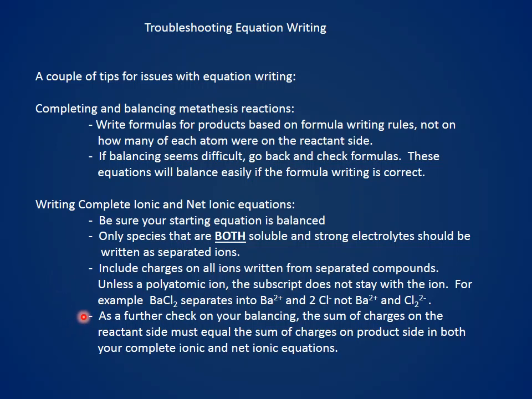The other thing you can do is check your balancing by looking at the charges. In the previous example, we had 3 bariums, each with a 2 plus charge, that's 6 pluses. We had 2 phosphates, each 3 minus, so 2 times 3 minus is 6 minuses. 6 pluses and 6 minuses is 0. The right-hand side also had 0, so that equation is balanced.